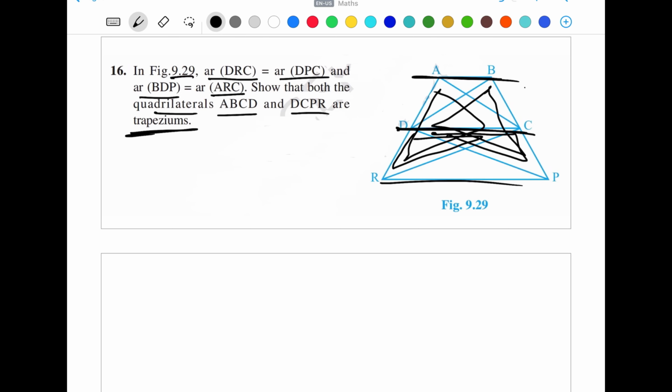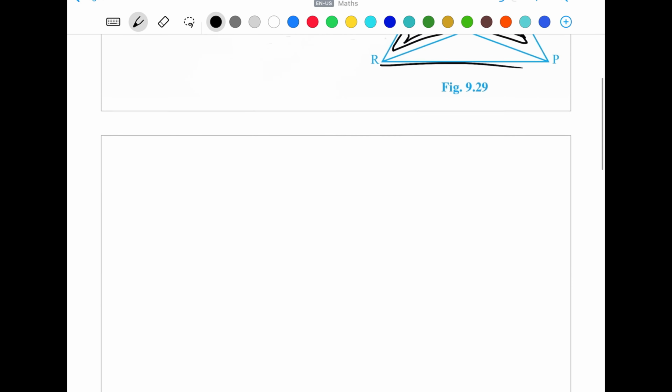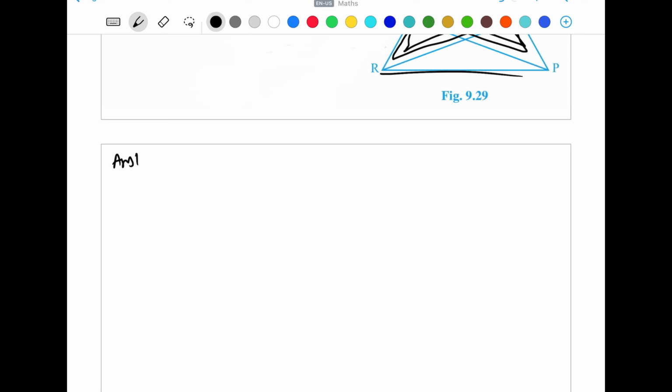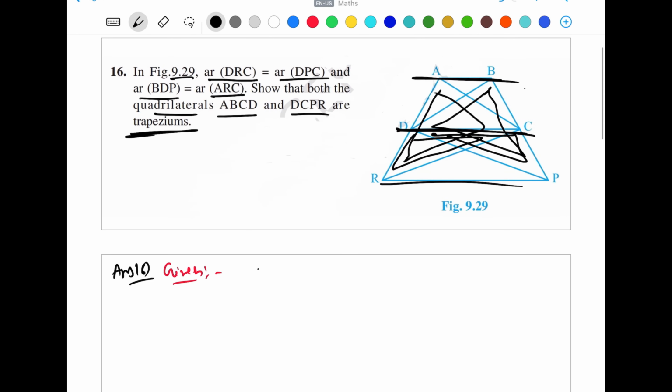So let's start with its answer. This is answer number 16. We'll start with the given. Given here is that the area of triangle DRC is equal to the area of triangle DPC, and we are given that the area of triangle BDP is equal to the area of triangle ARC.